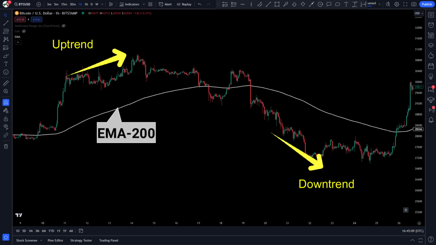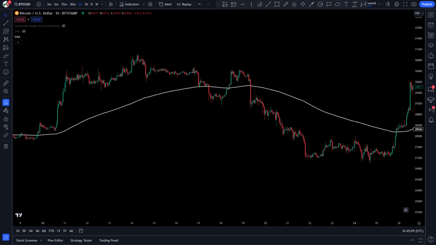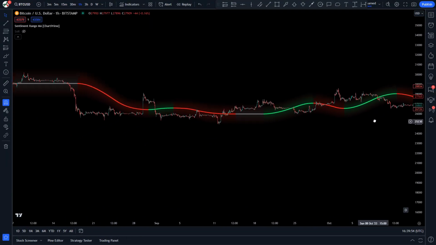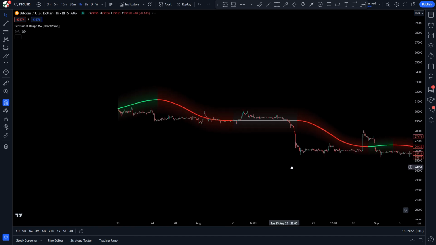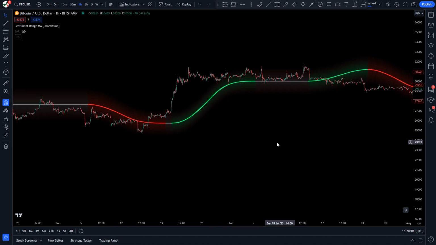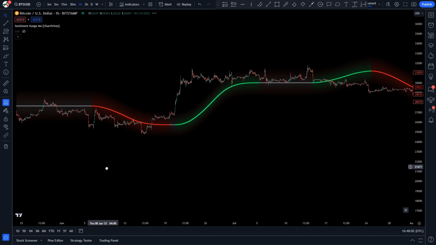A moving average of a price is an essential technical analysis tool. It can determine the market's trend and act as support and resistance. But what if I told you I had found a free indicator on TradingView that is 10 times more accurate than a regular moving average? Trust me, you have never seen an indicator like this before.